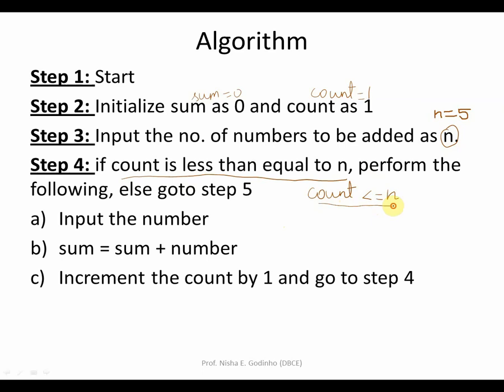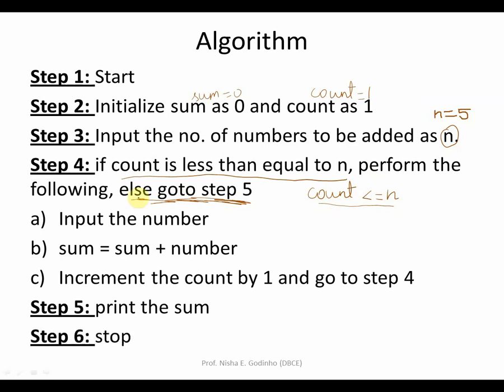If the count is not less than or equal to n, that is the time we have to do the else part. So what is the else part saying? The else part is saying go to step 5. So let's see what step 5 is. Step 5 says print the sum. And the final step of the algorithm is stop.